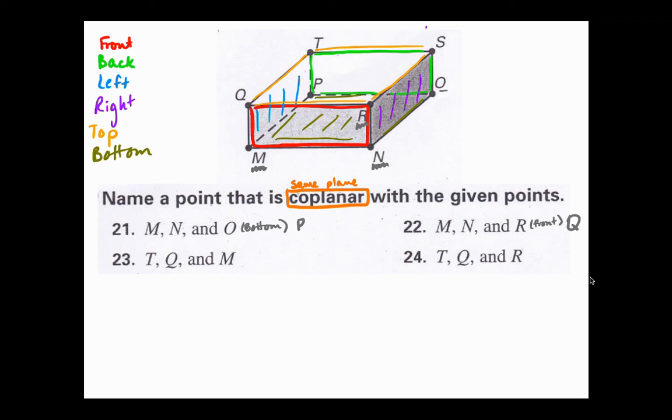For the next one, we're working with T, Q, and M. So this is the left side, and our fourth corner is P. And then our last one is T, Q, and R. These are on the top, and the fourth corner at the top is S. So figure out which section it's on, front, back, left, right, top, or bottom, and simply name the fourth corner.